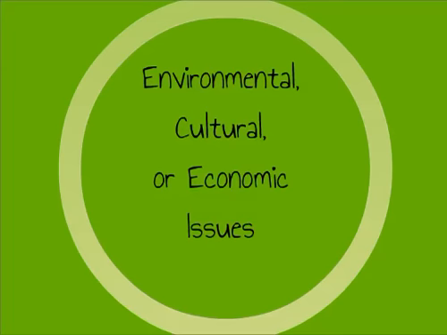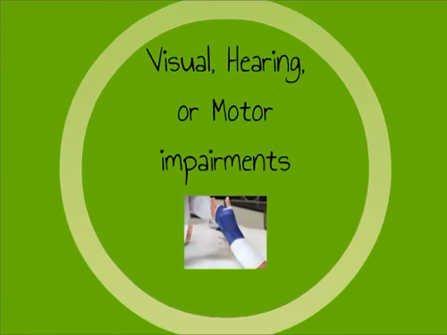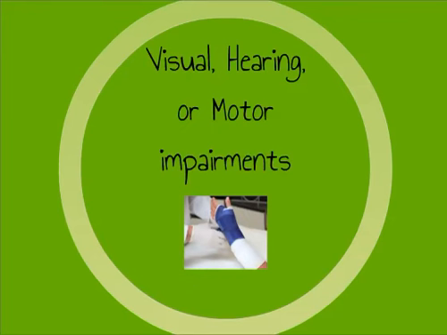Environmental, cultural, and economic issues can be factors in a specific learning disability, and they can be associated with specific learning disabilities. Now, people with vision, hearing, or motor impairments can also have specific learning disabilities, but we don't identify specific learning disabilities by necessarily looking at visual, hearing, or motor impairments directly.